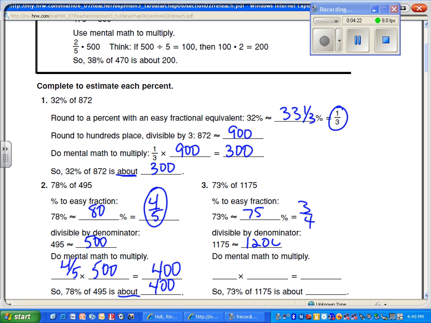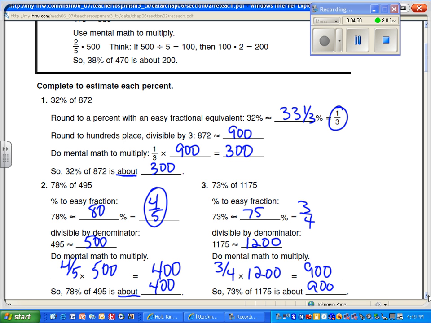So let's make that 1200. And then, bottom line again, 3/4 of 1200. Now I could multiply by 3 and divide by 4, or I could divide by 4 and multiply by 3. So that ends up 300 times 3 is about 900. So 73% of 1175 is about 900.